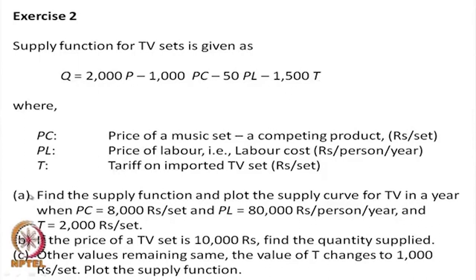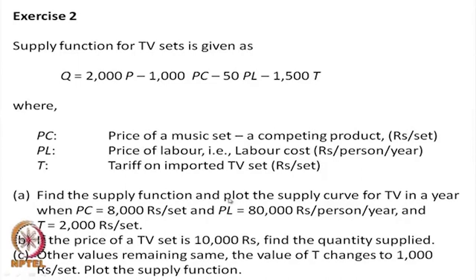Three parts of the question are given here. The first part is: find the supply function and plot the supply curve for TV in a year when values of PC, PL and T are given. If the price of a TV set is 10,000 rupees, find the quantity supplied. Other values remaining the same, if the value of T changes from the earlier value of 2000 rupees to a new value of 1000 rupees, how will the supply function change?